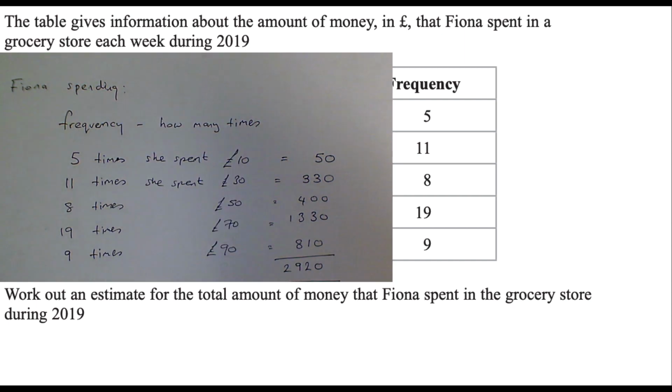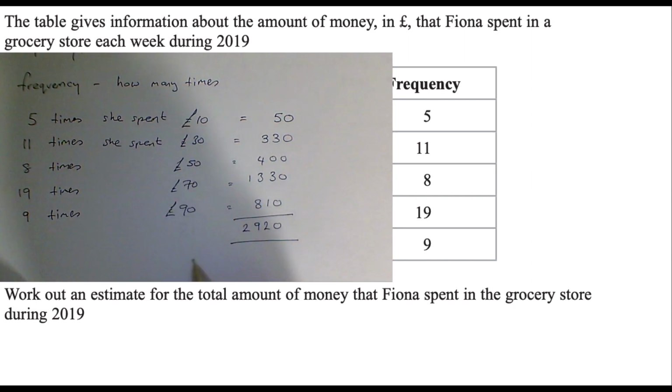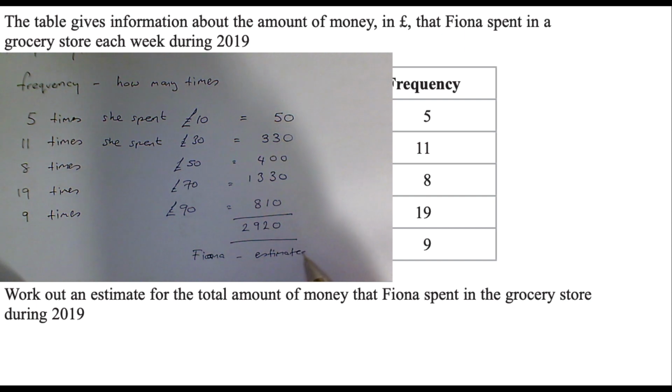Okay, so let's see how our estimate went with what the examiner thinks. Oh yes, this is a good idea. To write a little sentence at the end is to show the examiner that you've answered their question. So an estimated spend for Fiona in 2019 was £2,920.